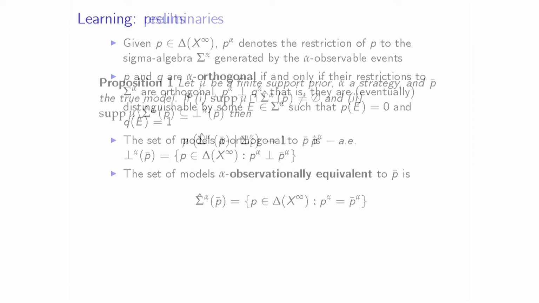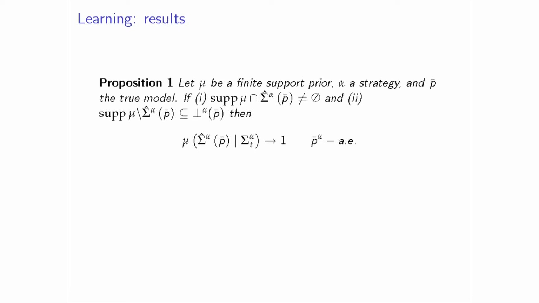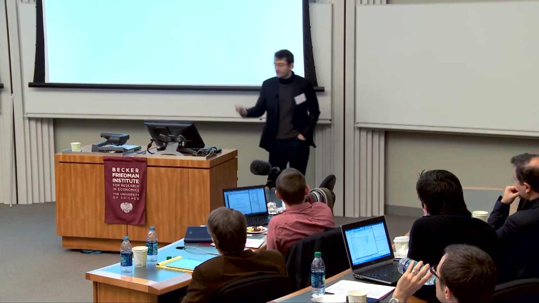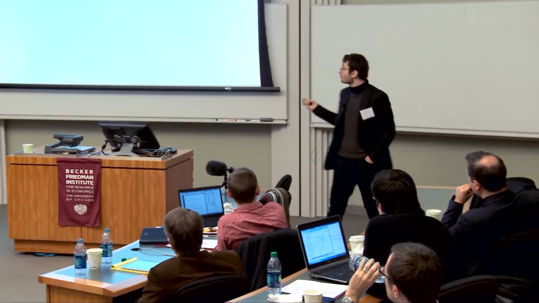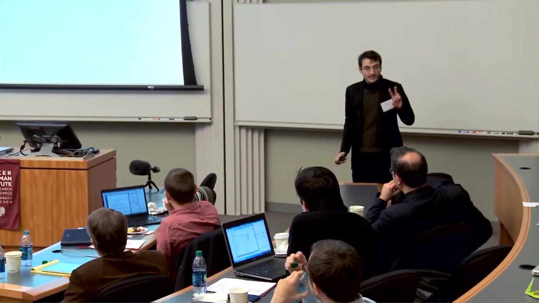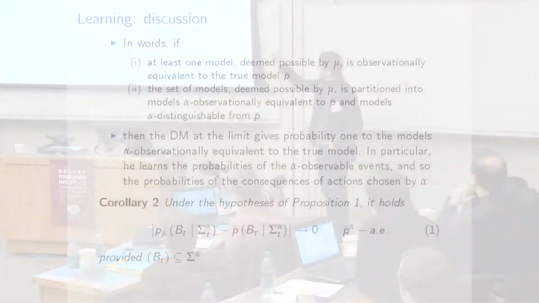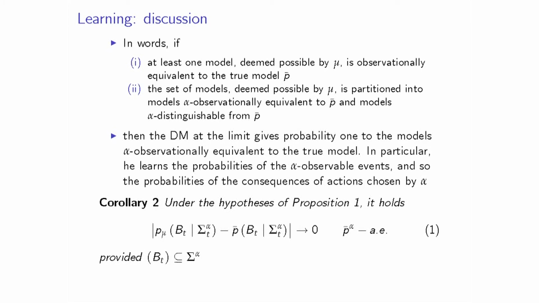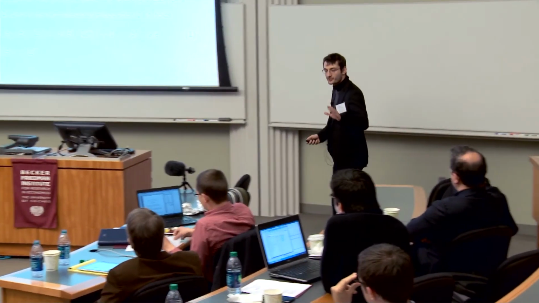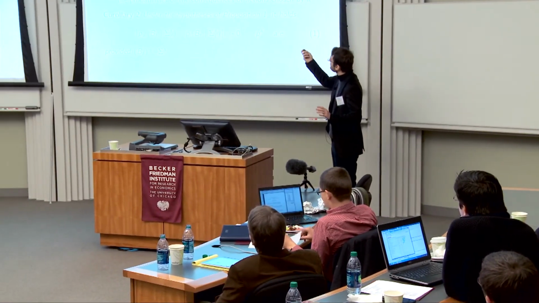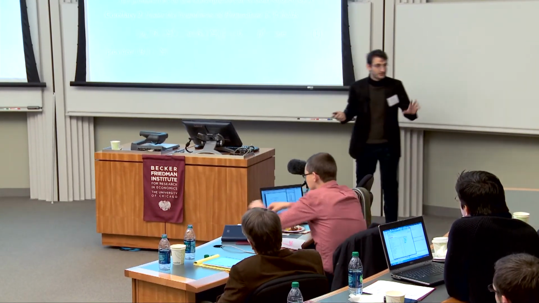Our first result is that learning can happen. That is, the decision maker will give probability 1 in the limit to all the models that are observationally equivalent, given strategy alpha, to the true model P bar. This happens only if two conditions are satisfied. Let me discuss them in English. The first one is that at least one model, deemed possible by mu, that is, that lies in the support of mu, is observationally equivalent to the true model P bar. You don't need the true model P bar to be in the support of mu. You just need a model that is observationally equivalent to P bar.